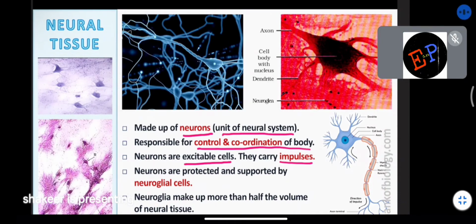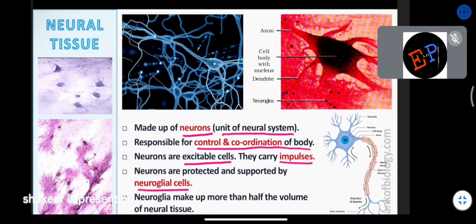Able to understand? In the total human body, current is always flowing. Very small electrical impulses are flowing. Even when you touch your mobile phone, how does the mobile phone screen work, ma? Because your finger has the ability to produce electrical impulses. Those impulses are sensed by the screen and it starts working. Are you able to understand? That's it. So neurons are excitable cells. They carry the impulses. Neurons are protected and supported by which kind of cells, ma?